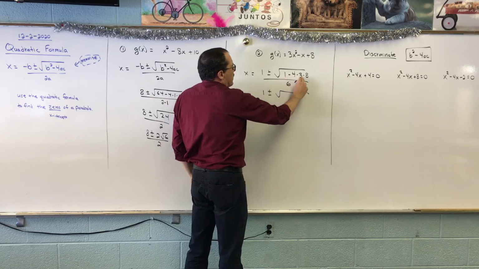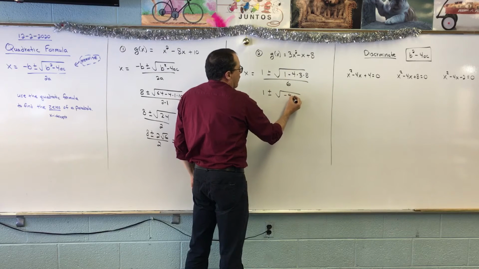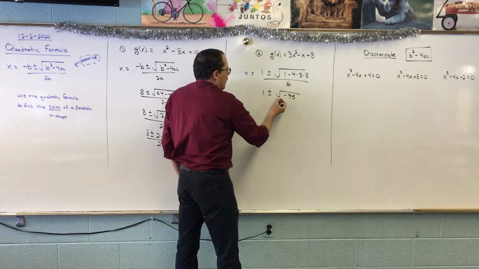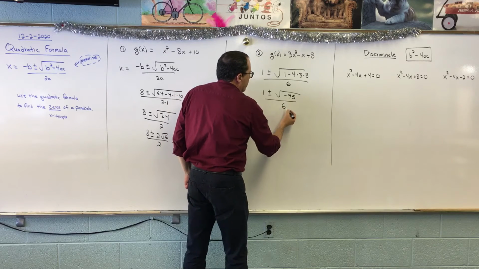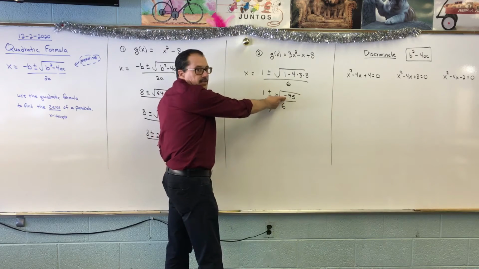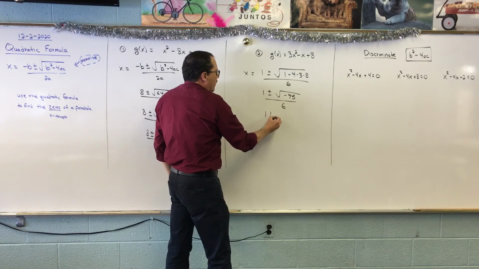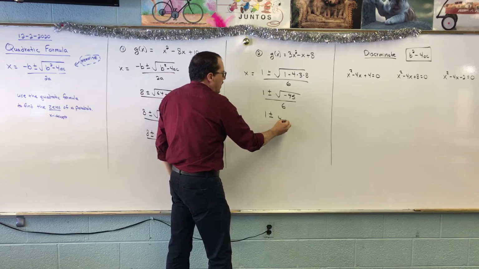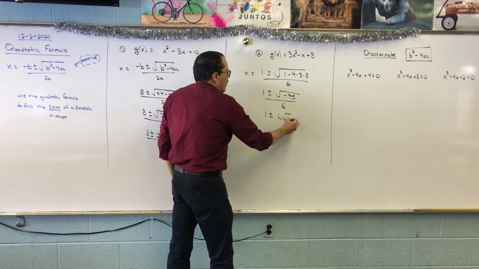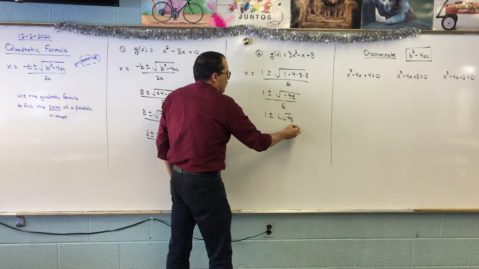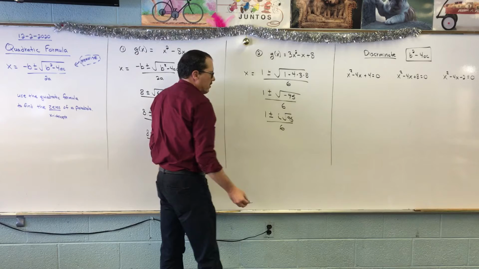1 subtract 96 would give me a -95, and then that would be all over 6. So you can't leave the negative inside the square root, and so that's where your i is going to come in. So your final answer would be 1 plus or minus i times the square root of 95, and that would all be over 6.